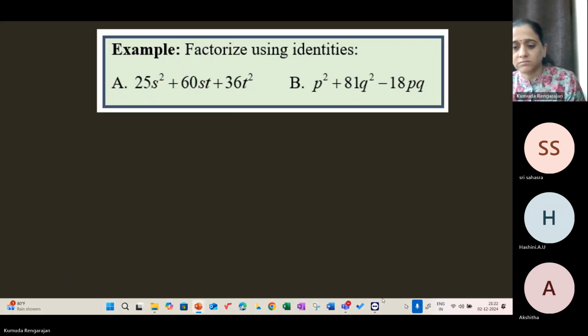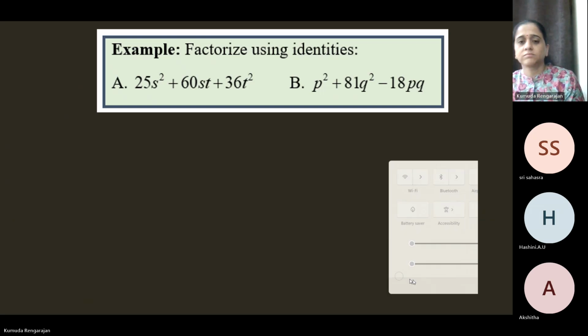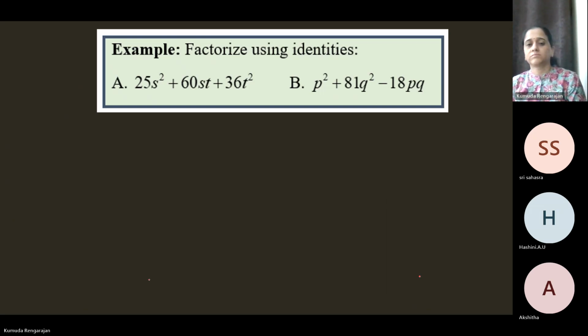Yeah. Try this. Using identities, factorize using identities.